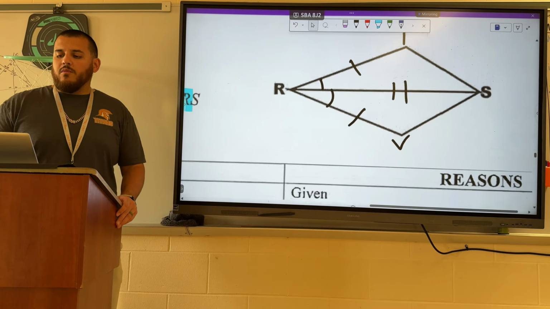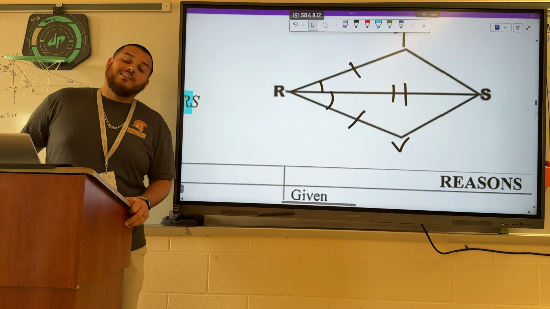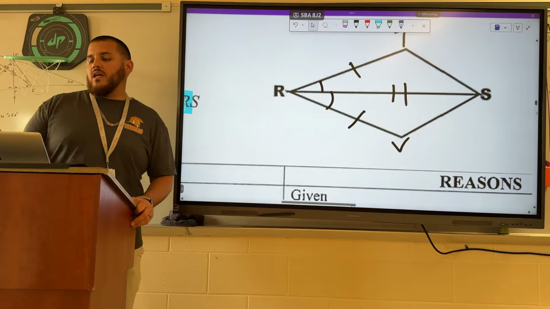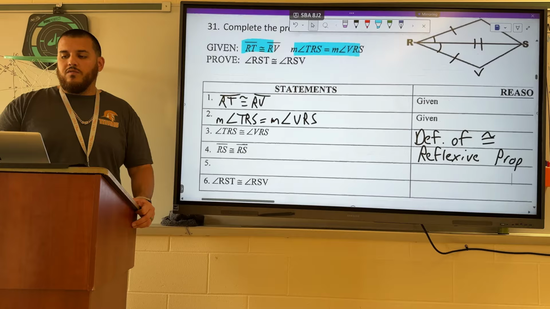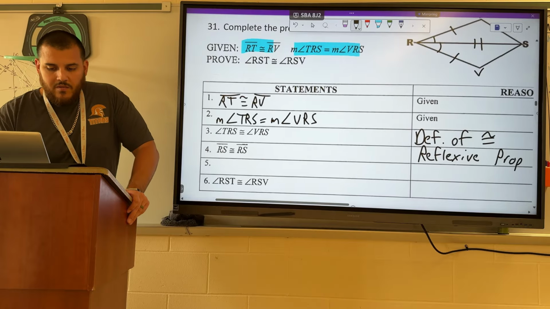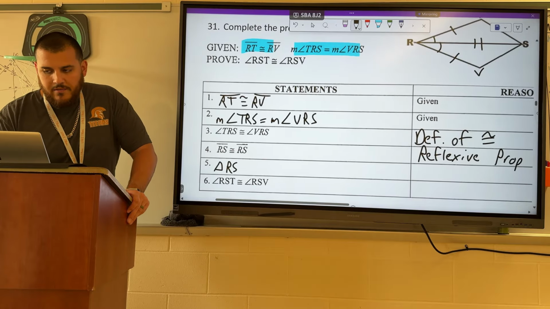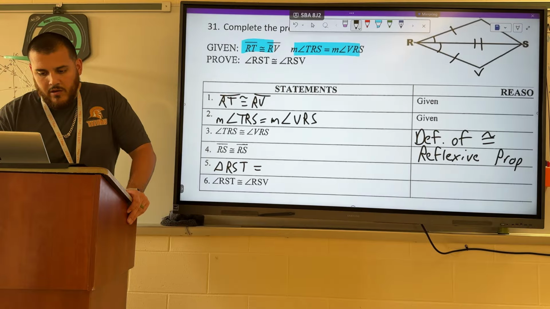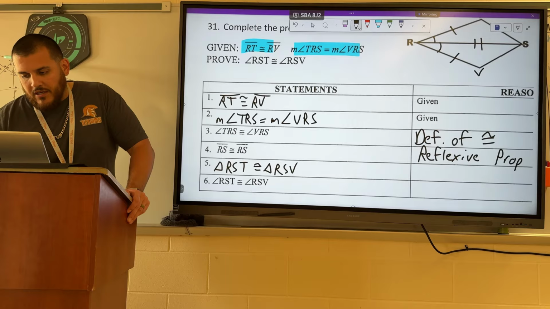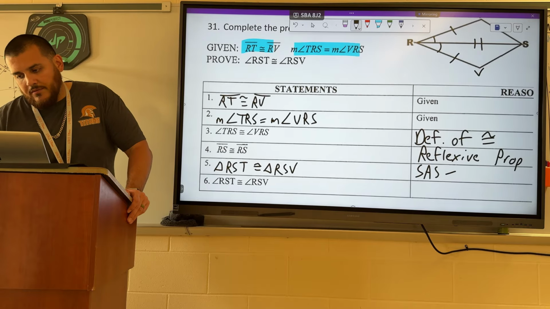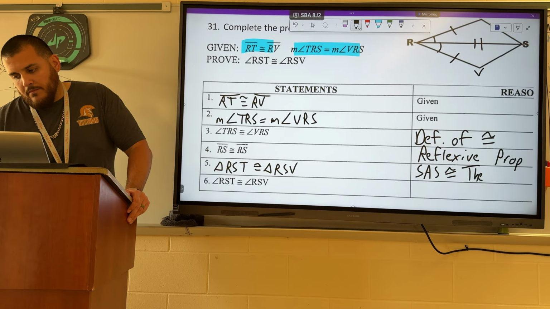Hopefully you can tell now with the markings that are on our triangles that those are congruent by the side angle side theorem. That's important because that's what's coming up next in our proof. I can now say that triangle RST, the one on the top, is congruent to triangle RSV, the one on the bottom, because of the side angle side congruency theorem.